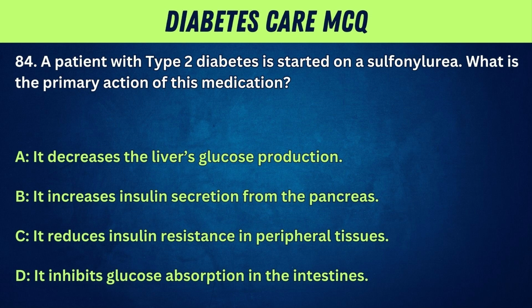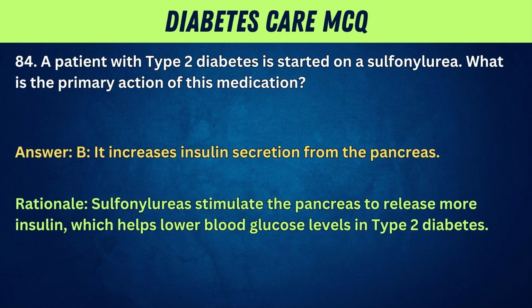84. A patient with type 2 diabetes is started on a sulfonylurea. What is the primary action of this medication? A. It decreases the liver's glucose production. B. It increases insulin secretion from the pancreas. C. It reduces insulin resistance in peripheral tissues. D. It inhibits glucose absorption in the intestines. Answer. B. It increases insulin secretion from the pancreas. Rationale: sulfonylureas stimulate the pancreas to release more insulin, which helps lower blood glucose levels in type 2 diabetes.